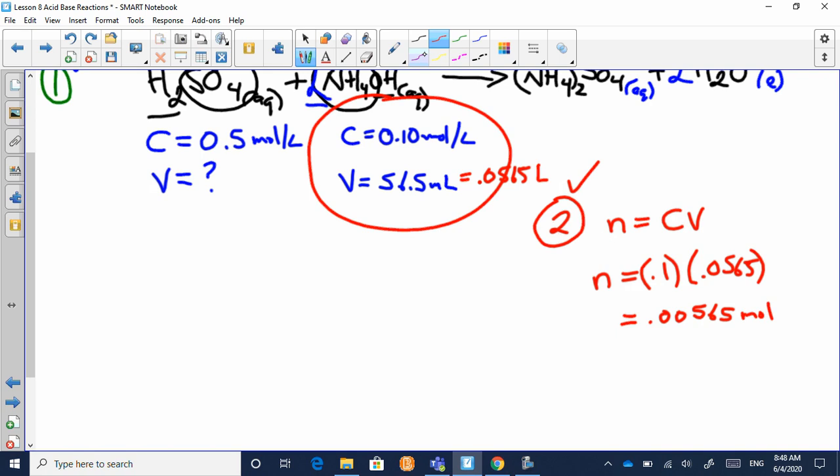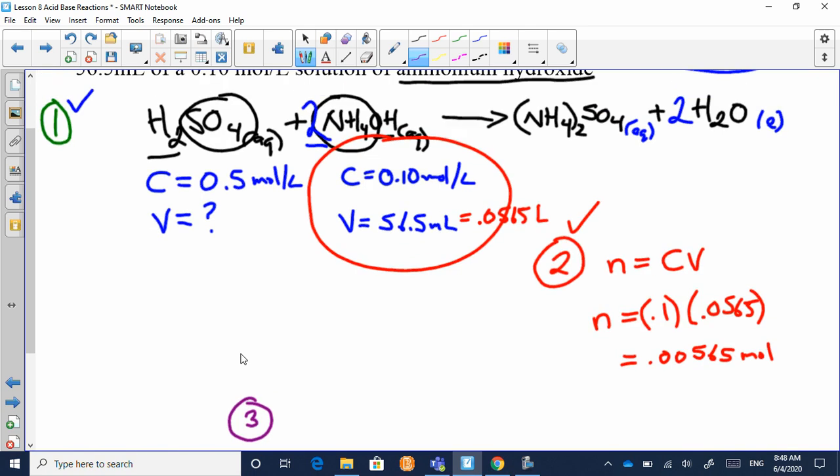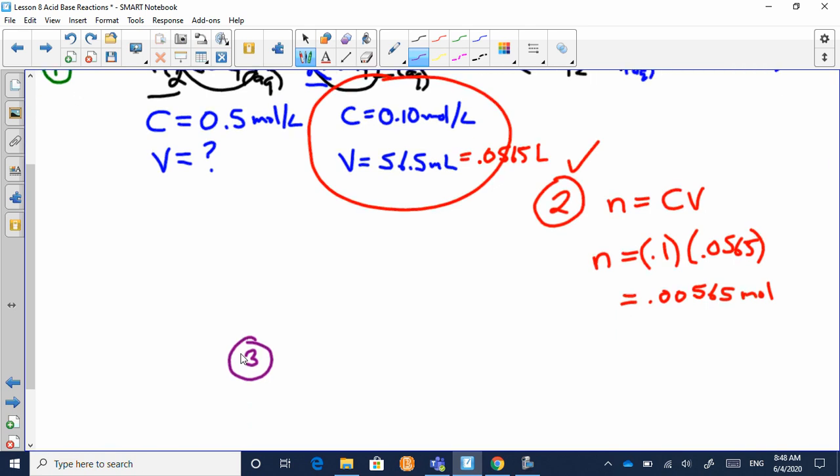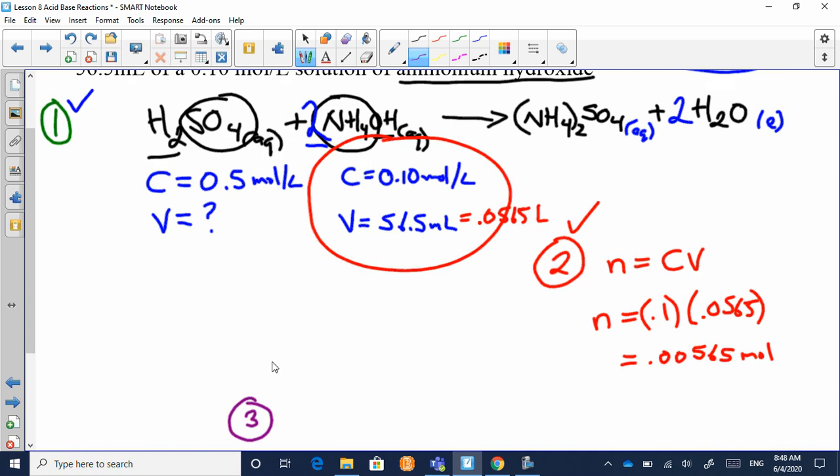Okay, step number 3 of stoichiometry is to do a mole ratio. These are just our 4 steps. I didn't have to do the limiting reactant step because I wasn't given two amounts. I only have the one amount. So I don't have to do that little extra step for calculating the limiting reactant. So step number 3. So watch this. I've been given something about the ammonium hydroxide, and I need to calculate something, which is the volume of the sulfuric acid. So those are the two ones I'm interested in.